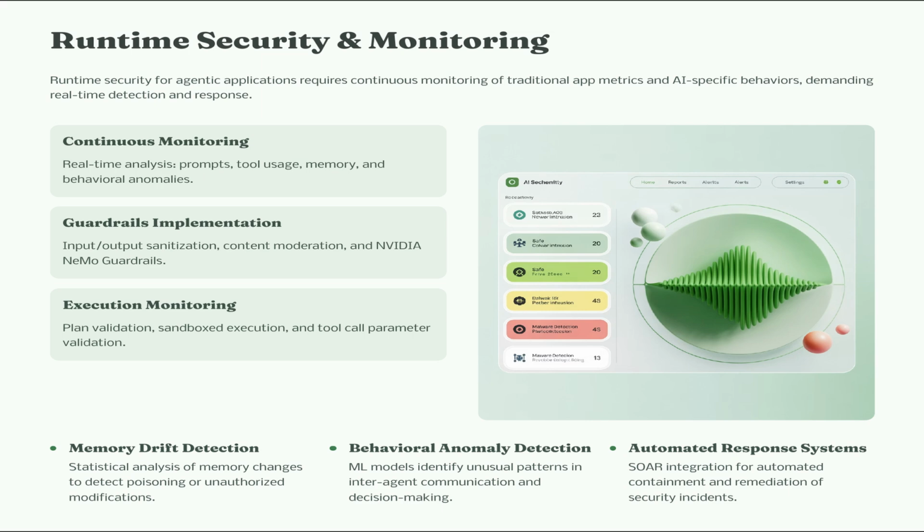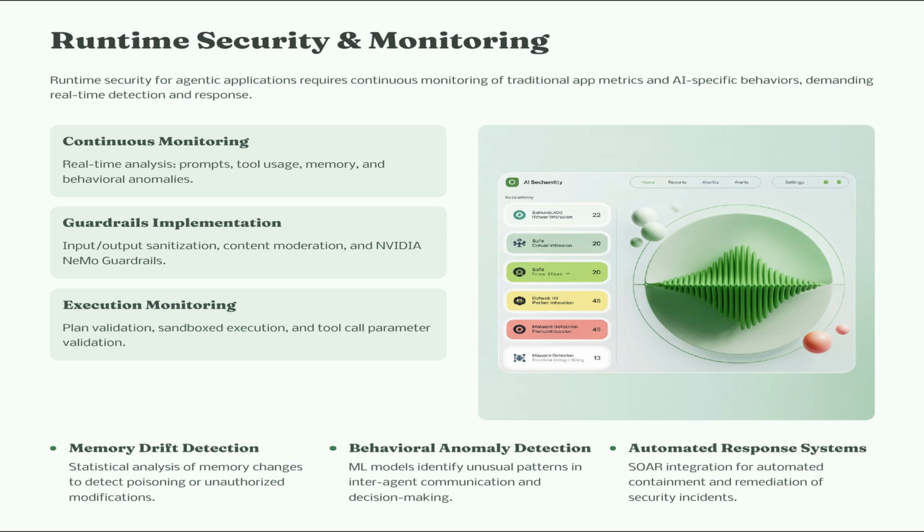As we transition from the importance of integrating security into our build and deployment pipeline, let's delve into the critical aspect of runtime security for agentic applications. This involves continuous monitoring, which is essential for ensuring the integrity and safety of these dynamic systems. To achieve robust runtime security, we need to focus on real-time analysis of both traditional application metrics and AI-specific behaviors.